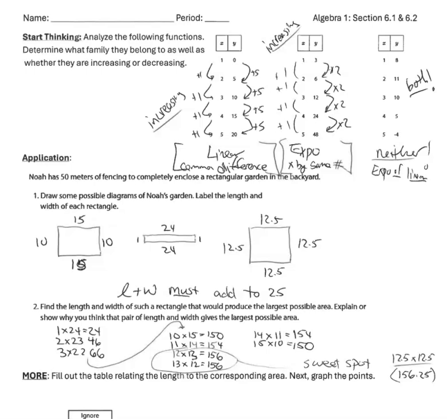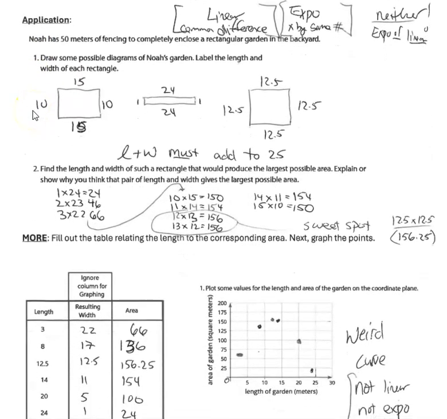Now, our next problem here, which is an application that introduces you to the topic we're talking about, it says Noah has 50 meters of fencing to completely enclose a rectangular garden in his backyard. Draw some different diagrams that might be possible shapes for the rectangle and label what the side lengths would be. So when you do this, one of the ones I thought of could be a 10, 10, 15, 15, because that adds up to be the 50. So a length of 15 and a width of 10.